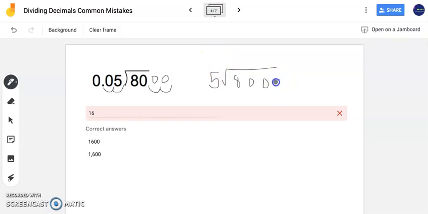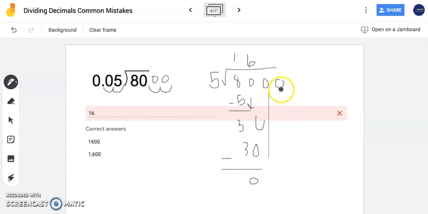And yes, many of you right away were like, okay, here I am. Let me start my long division, which is fabulous. Now I'm going to bring down my 0. And I see 5 times 6 is 30. And now I'm going to subtract.